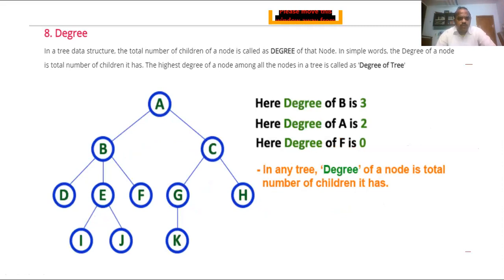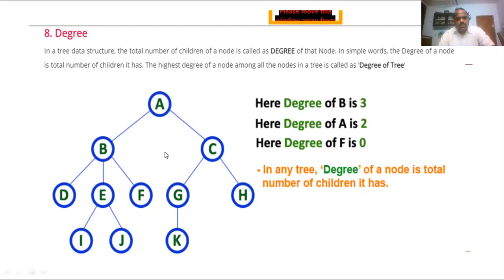Degree of B is 3. In a tree data structure, the total number of children of a node is called its degree. Here, the degree of B is 3. How many children does B have? D, E, F. These are the children of B.